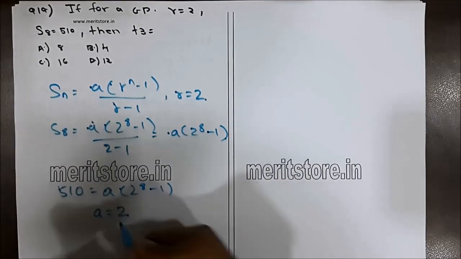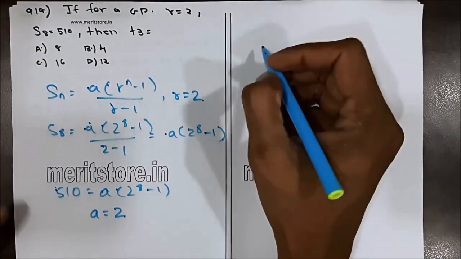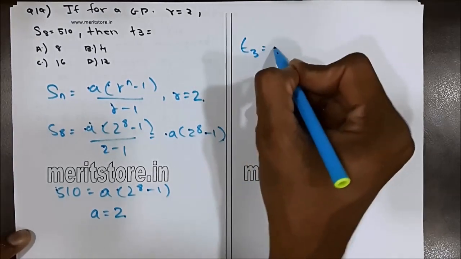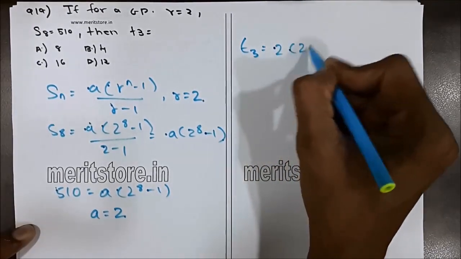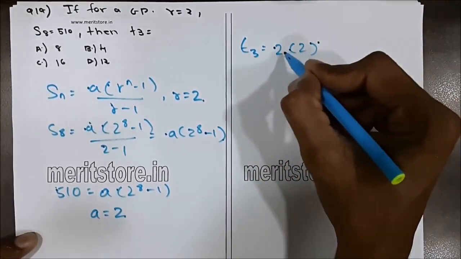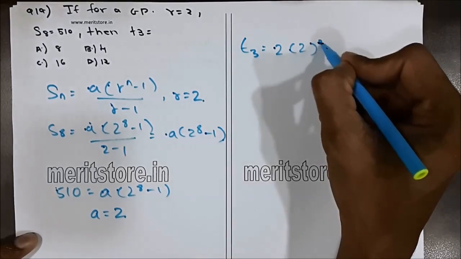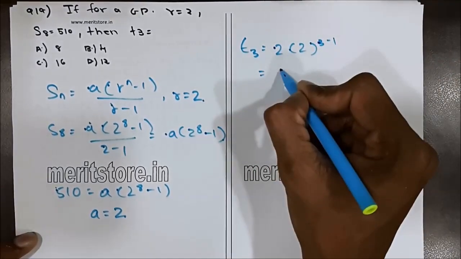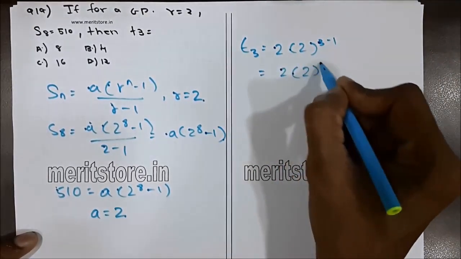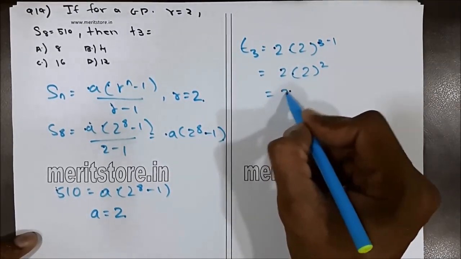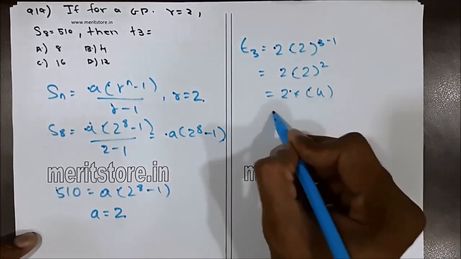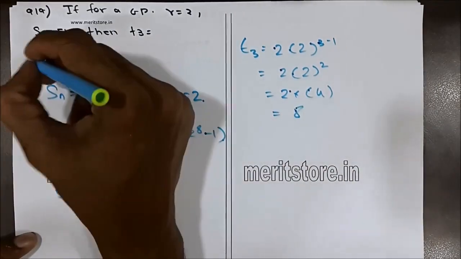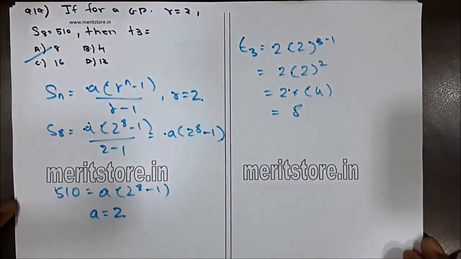a is equal to 2. Therefore, T_3 is equal to 2 into 2 raised to 3 minus 1, which is equal to 2 into 2 squared, which is 2 into 4, which we get as 8, which is our option A. Therefore, option A is the correct answer.